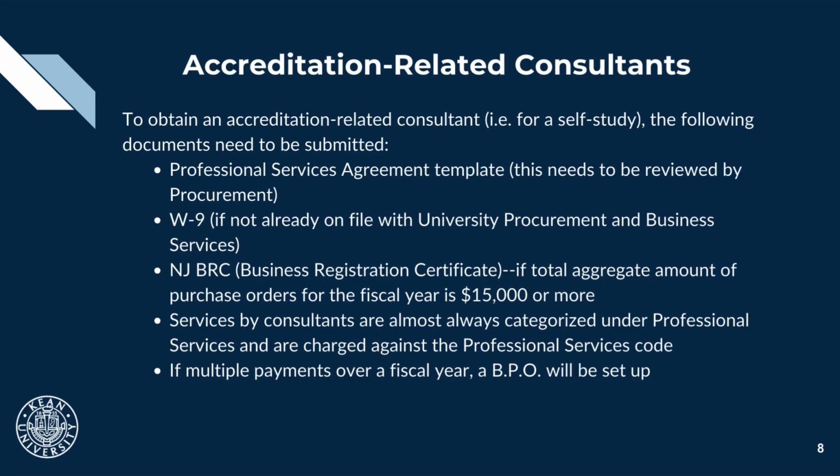If the vendor has a total of $15,000 or more of aggregate purchase orders with Kean, a BRC, business registration certificate, is needed. That threshold is set by procurement. Services for consultants are almost always categorized under professional services and are charged against the professional services code on your department budget. If there are multiple payments over a fiscal year for the consultant, a BPO will be set up. Again, consult procurement for your best guidance.